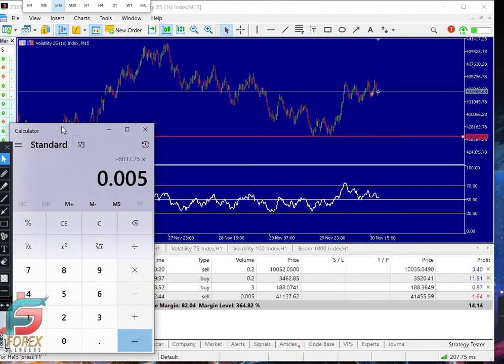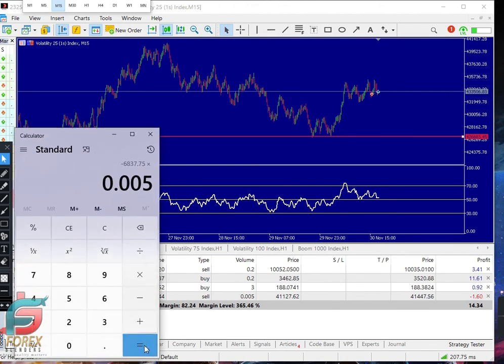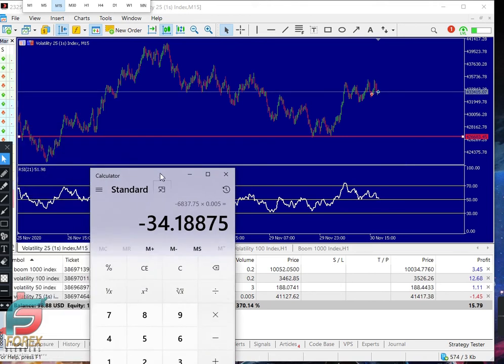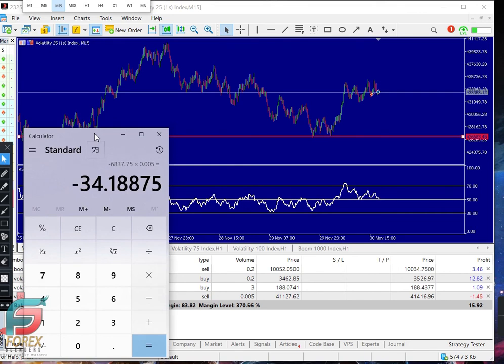But then we calculate with the value now, our constant loss size, which is 0.05. So if the stop loss is hit and you have used 0.05 as your loss size, you're going to lose $34. So if your account cannot hold a $34 loss, what you need to do is reduce the loss size.